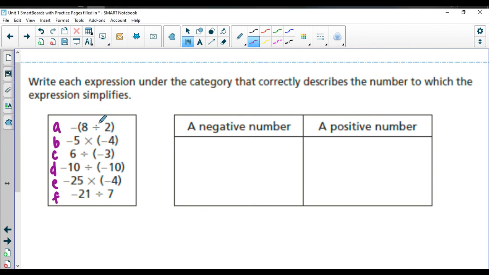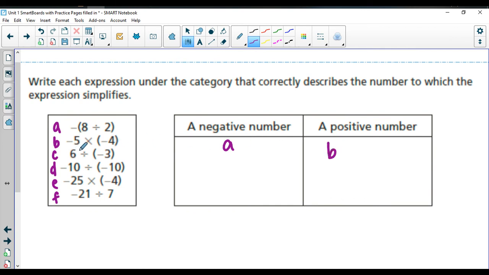If we have a negative outside these parentheses, we're going to do 8 divided by 2 first, and that negative is then going to apply after the fact. So that is actually going to give us a negative number there. Negative 5 times a negative 4, signs are the same, we're multiplying, that'll give us a positive.